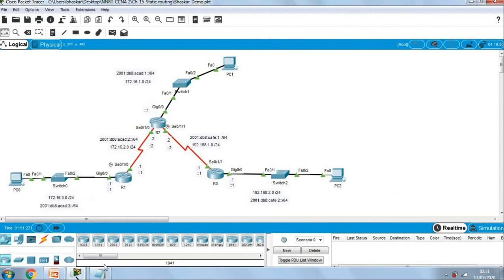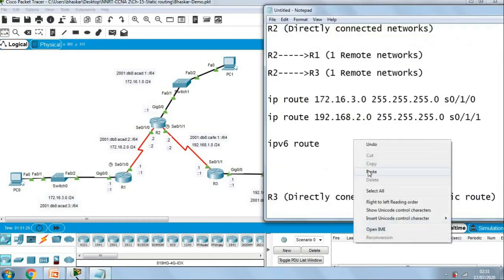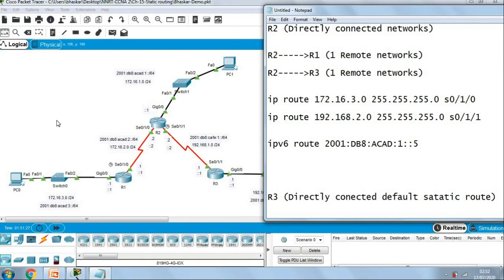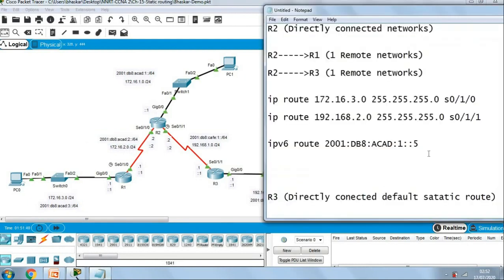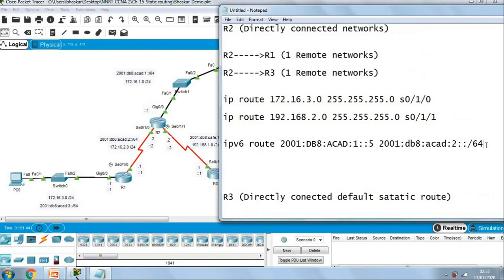So I'm going to paste this one. This is the network and the gateway. I am at R2 and I want to reach here. This is my entry, that is 2001:DB8:ACAD:2::1. So I'm going to copy this one and use this IP, 2::1. So this is the first one.